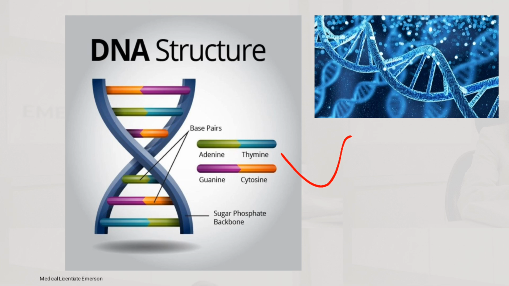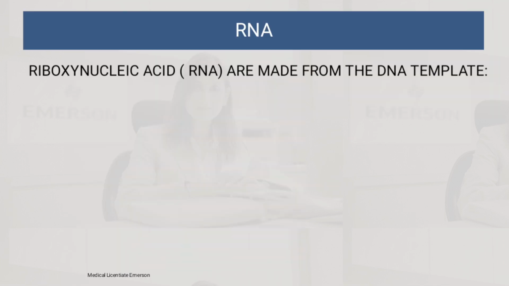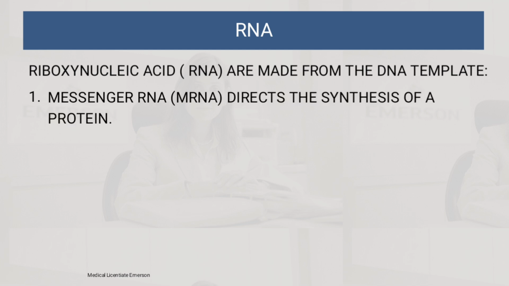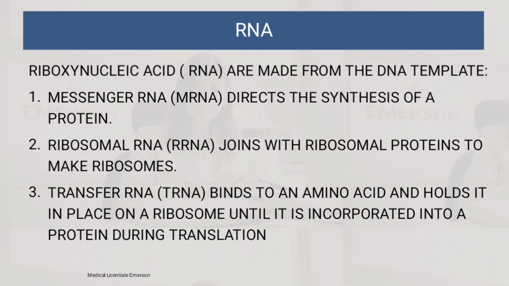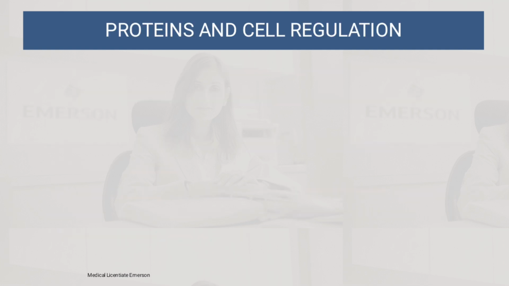In terms of RNA, it stands for ribonucleic acid, which is made from the DNA template. We have different types of RNA. We have messenger RNA, which directs the synthesis of a protein. We have ribosomal RNA, which joins the ribosomal proteins to make ribosomes. Then we have transfer RNA, which binds to an amino acid and holds it in place on a ribosome until it is incorporated into a protein during translation.